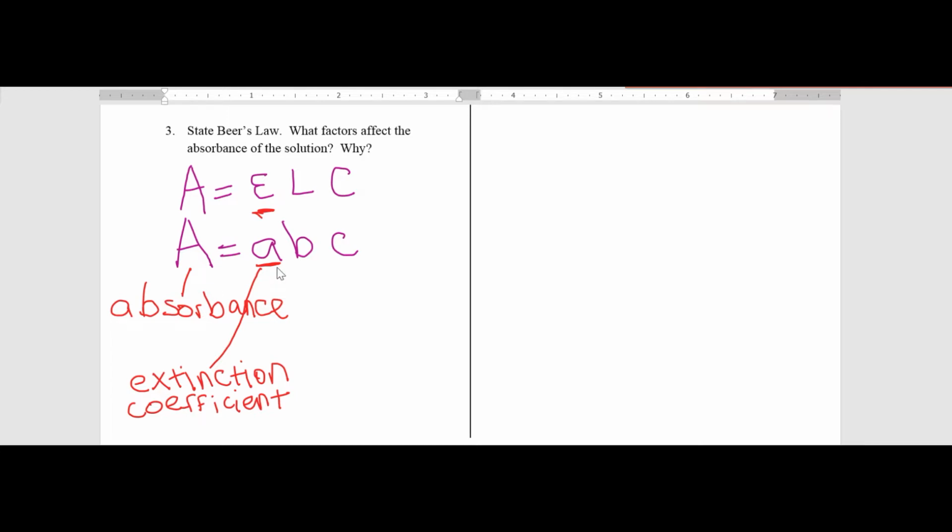All right, the next part on here is the B and the L, so this one and this one. And that is the length of the cuvette. The length of the cuvette that we used is 1 centimeter, and almost always it will be 1 centimeter. That's just the length of the path of the solution through which the light passes. All right, and then the last one, the C's, which are both the same, that is your concentration.